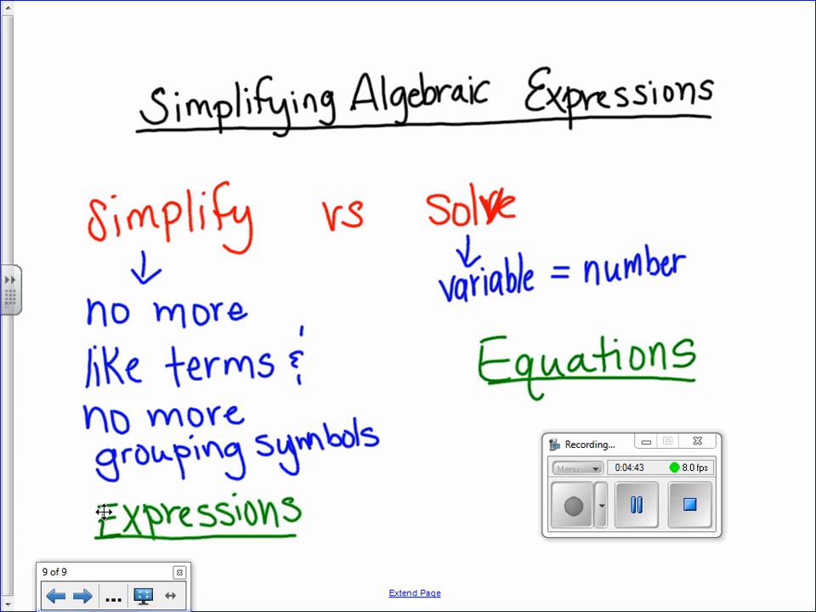If you have expression equals expression, well, now we've got an equation. I can solve that, but just an expression in itself can't be solved. You've got to have an equal sign. Okay, if it's an expression with a variable, you can't solve it. The only thing we can solve are equations. Okay, that's it.